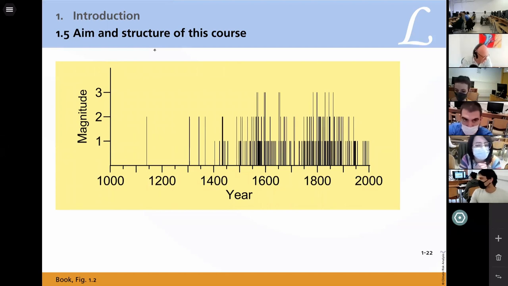This is a record. On the horizontal is a time axis, from the year 1000 to 2000. And on the vertical axis is a magnitude scale, 1, 2, and 3. This is figure 1.2 from the book. And it is a record based on documentary data, and what we see are floods, river Elbe floods in Germany, or at the border between Germany and Czech. Well, it comes from the Czech Republic and then enters into Germany.